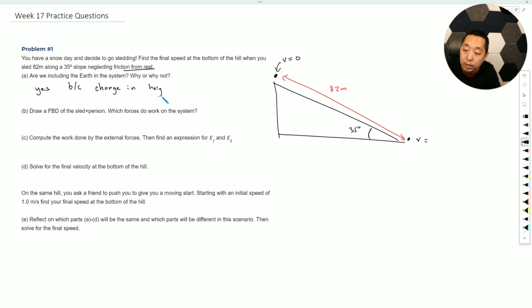That's how we decide whether or not. This is a really easy way to decide. We're going to include the Earth whenever there's a change in height. Okay, we're going to draw a free body diagram. There's no friction in here, right? So neglecting friction, we have gravity.